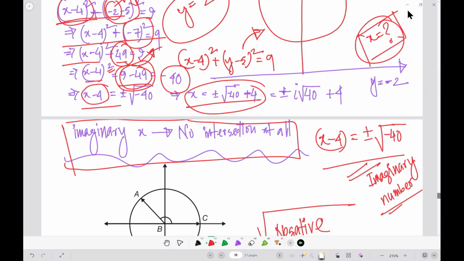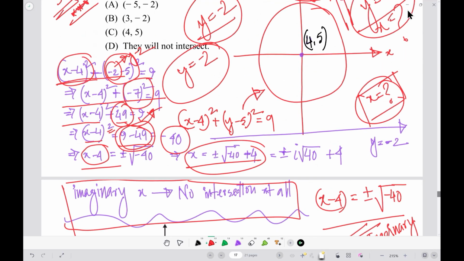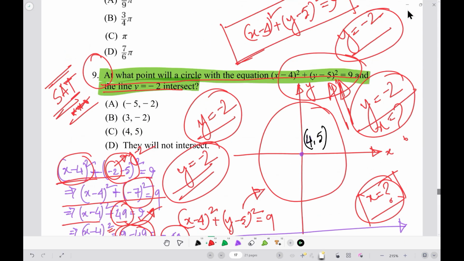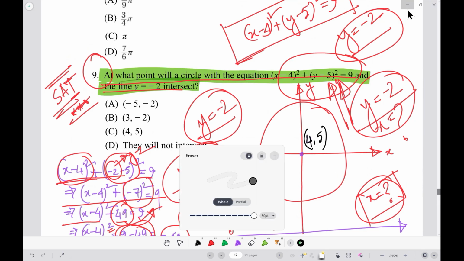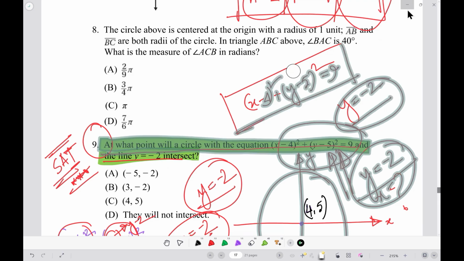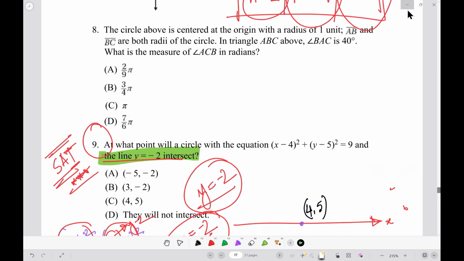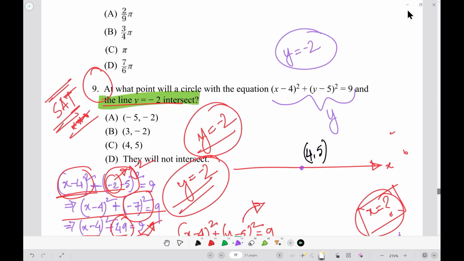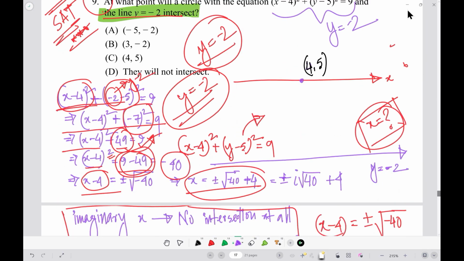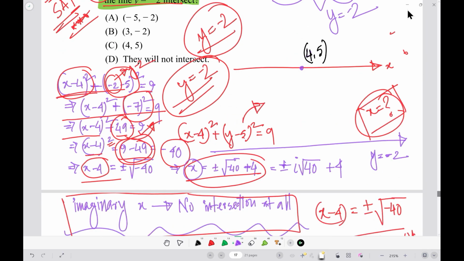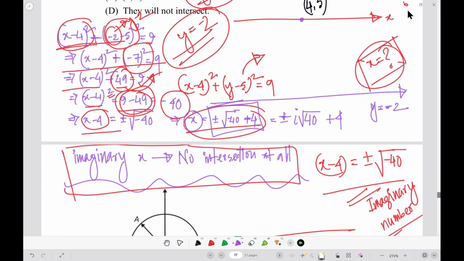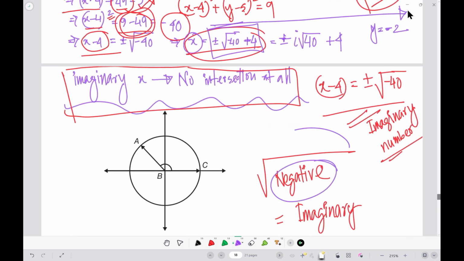What I'm really trying to tell you is that you have plugged the value y equals negative 2 into this equation, and after solving it, we are getting x equals something like this, which has a term with a negative number under the root.